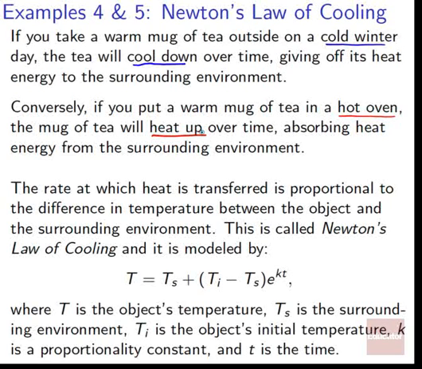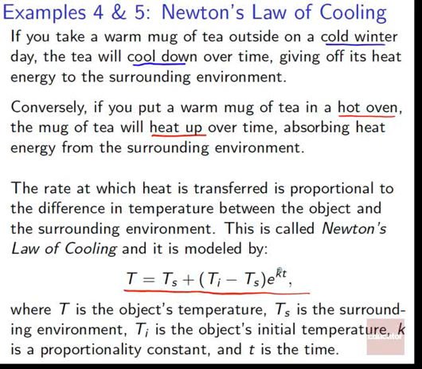The rate at which heat is transferred is proportional to the difference in temperature between the object and the surrounding environment. Since the amount of heat transfer is connected to a proportion of what this difference is, it winds up drawing on exponential equations. This idea is called Newton's law of cooling, and it's modeled by the temperature of the object is equal to the temperature of the surrounding environment added to the quantity: the object's initial temperature minus the temperature of the surrounding environment, times e to the kt. So this is the idea.